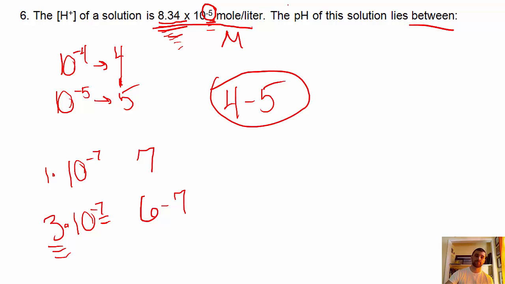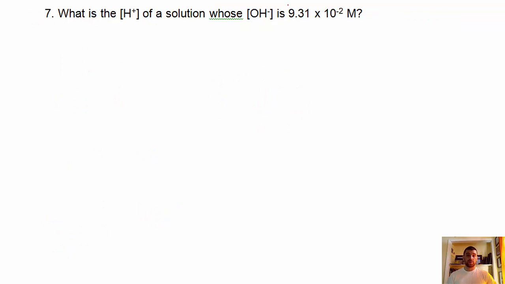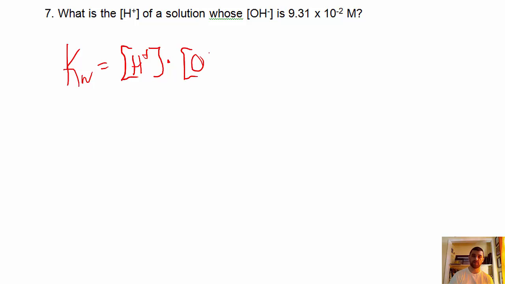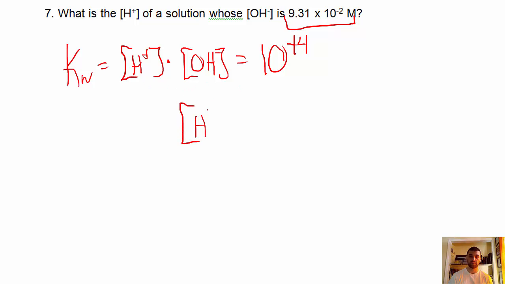All right, 7. What is the H plus concentration of a solution whose OH minus concentration is that? So this goes back to knowing that Kw equals the concentration of H plus times the concentration of OH minus, and that has to equal 10 to the minus 14. So we know the OH minus, so we plug that in. We've got to solve for H plus. So H plus equals 10 to the minus 14 divided by the OH minus, just doing a little algebra there.